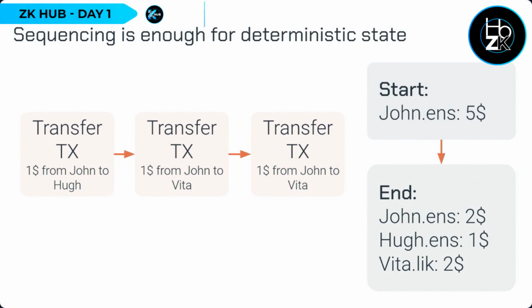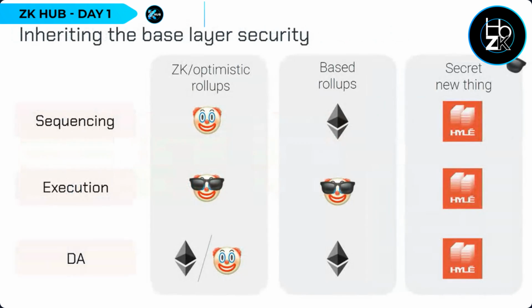Basically, if you start from a known state, and you process some transactions in a certain order, it doesn't really matter how you do the execution, you're going to end up at the same result. Everybody's going to agree that, well, we started from $5 for John and we've ended up with whatever I wrote over there. So sequencing is enough for deterministic state, and deterministic state is kind of what you want in a blockchain. But how do you actually do that while inheriting the base layer security?